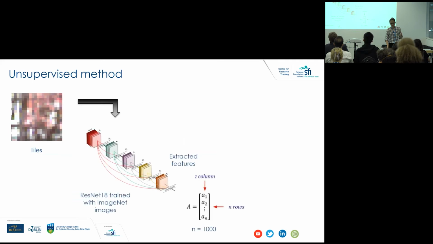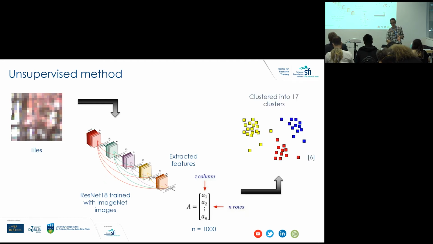Now, the unsupervised method that we propose is to a certain extent similar to the baseline, but it differs in the fact that it doesn't use labels, and as well, it doesn't use any of the labels of the ground truths. So basically each tile is put into a ResNet 18 network, and then the output for each tile is a vector with 1,000 rows, which we then subsequently use to cluster the remaining of the data into 17 clusters.